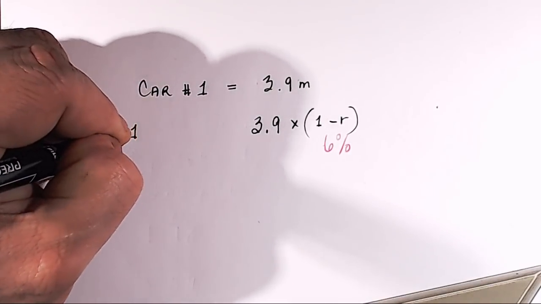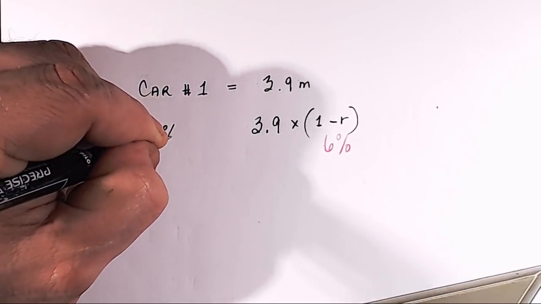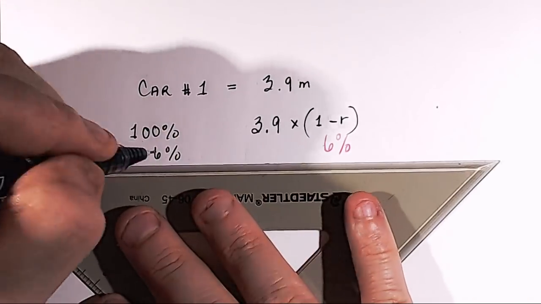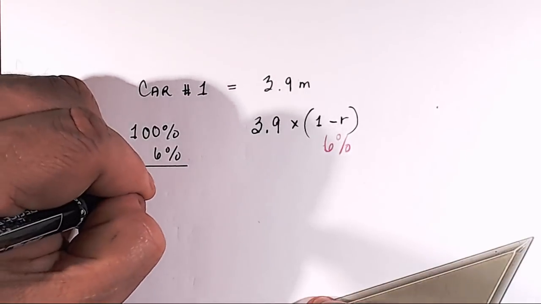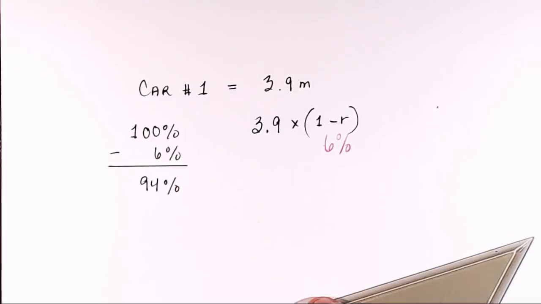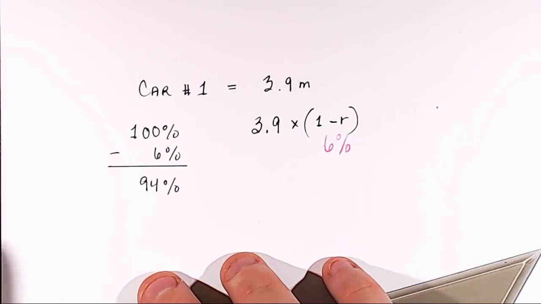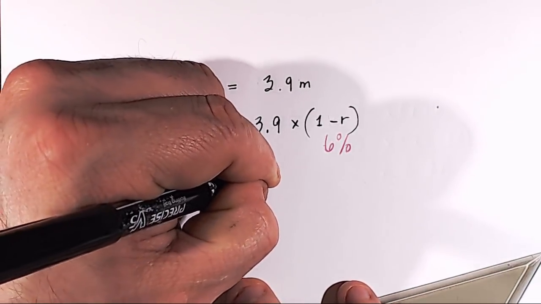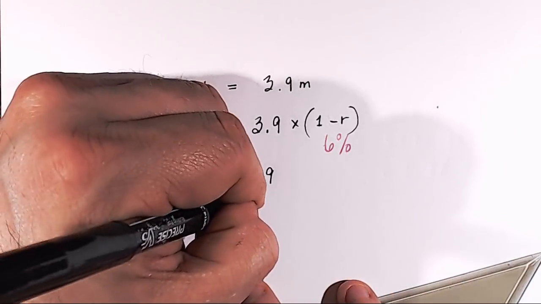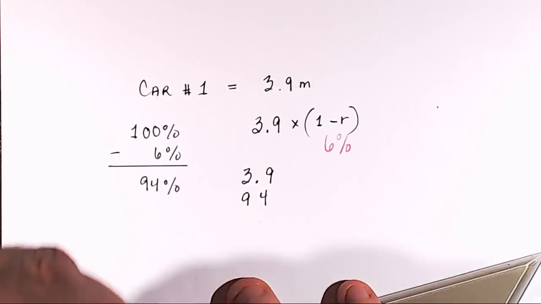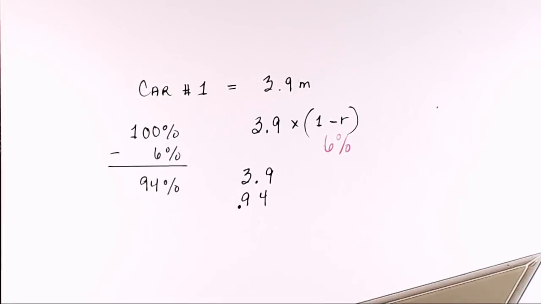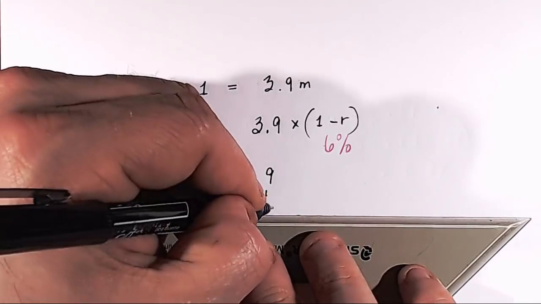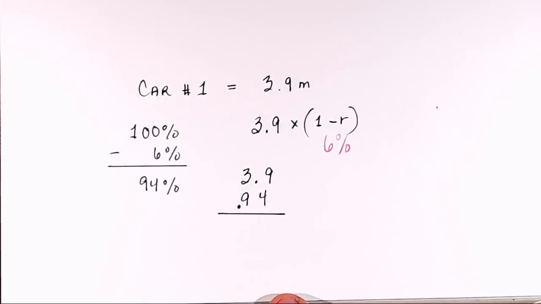So what is 1 minus 6%? Well, we have 100% minus 6%, and that equals 94%. So what I need to do is multiply 3.9 by 94% as a decimal. So 3.9 times 0.94 will give me the length of the shorter car.